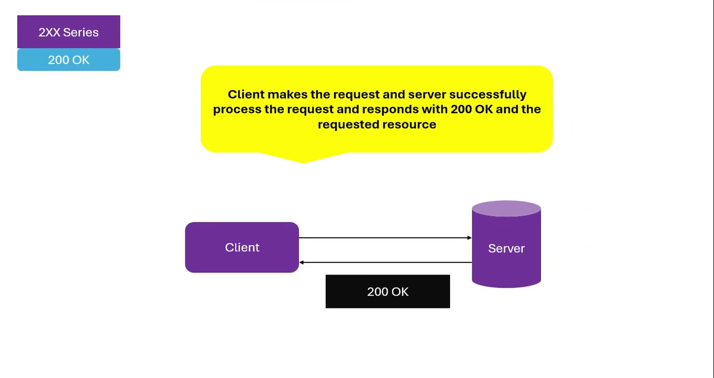We'll start with the 200 series. For 200, the client makes the request and the server successfully processes that request and responds with the 200 OK and the requested resource. So if you're trying to access a web page or a REST API, you get a response successfully. This is a happy path.